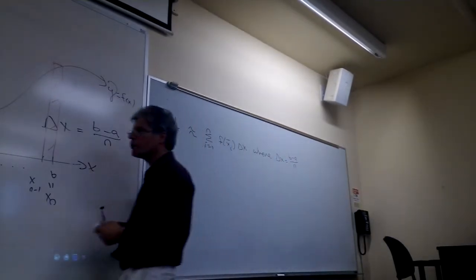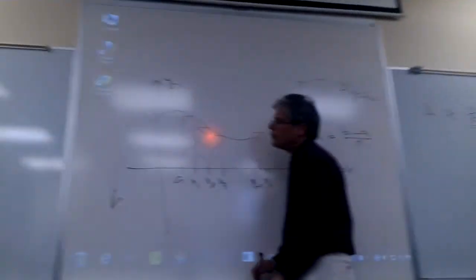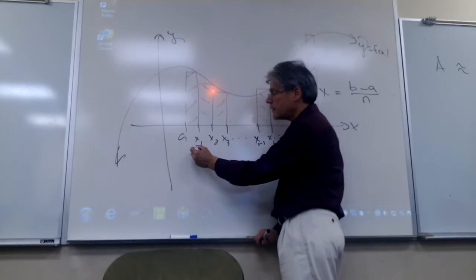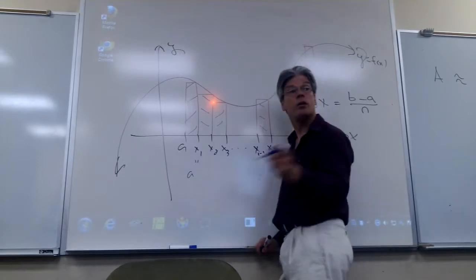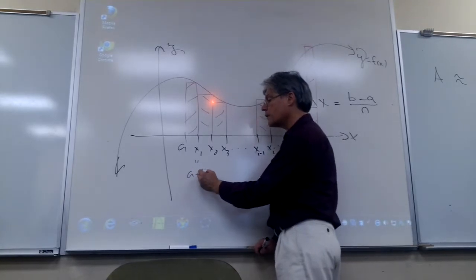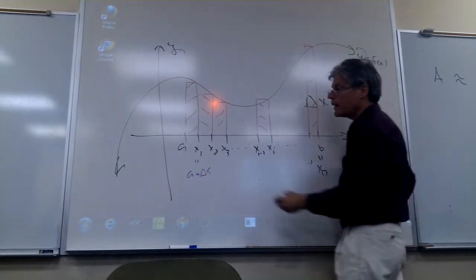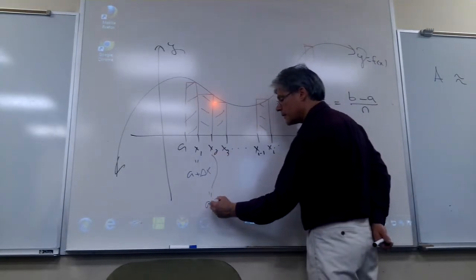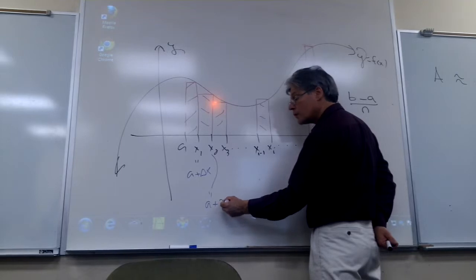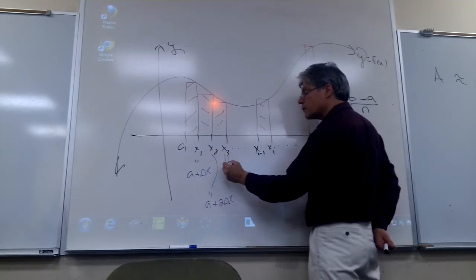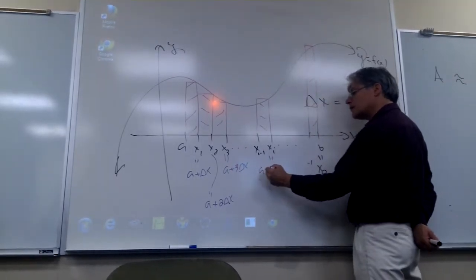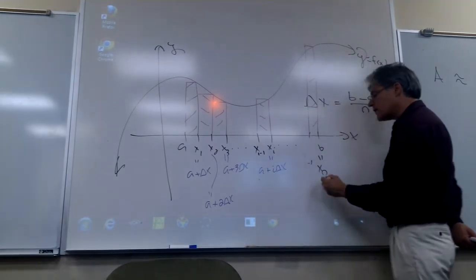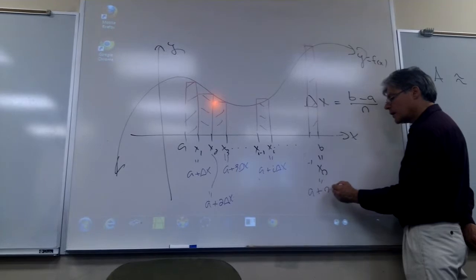So how about this, in purple? My first tick is at a. I think my next tick is at a plus something? Plus x1. Close. How about plus the horizontal width of each of those subintervals? Yeah. And I think my x sub 2 is going to be a plus 2 delta x's. My x sub 3 is going to be a plus 3 delta x. My x sub i is going to be a plus i delta x's. And my x sub n is going to be a plus n times delta x.